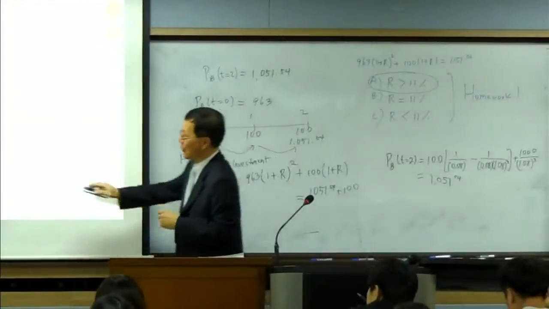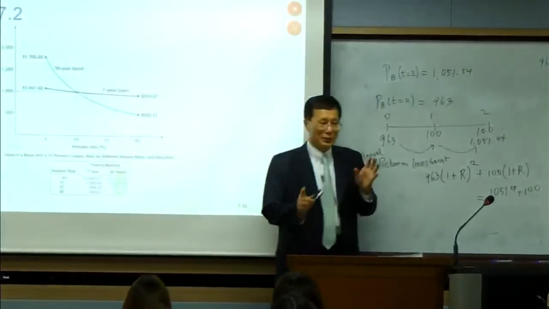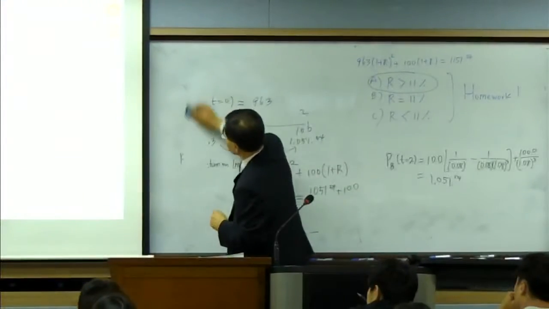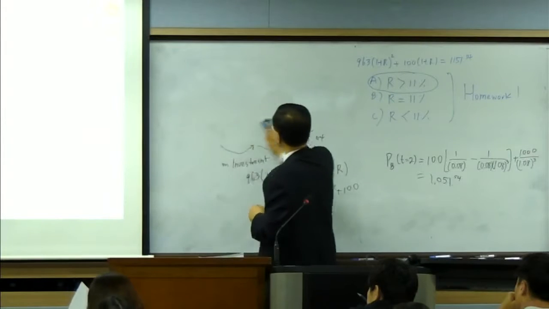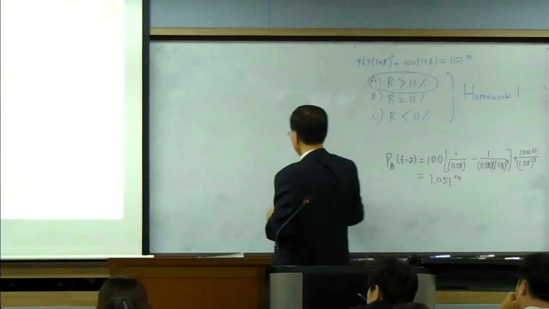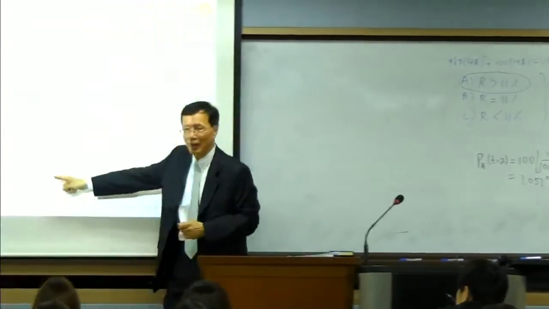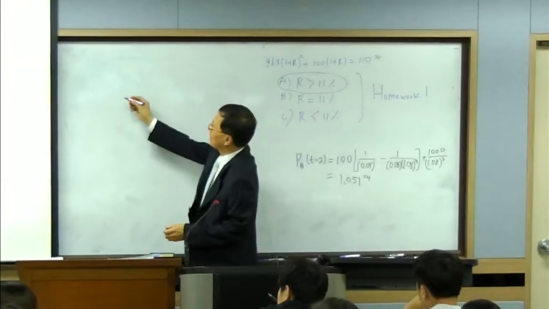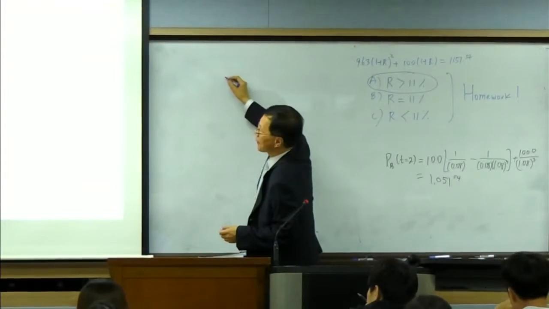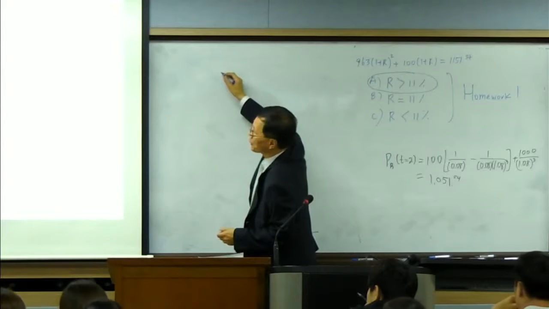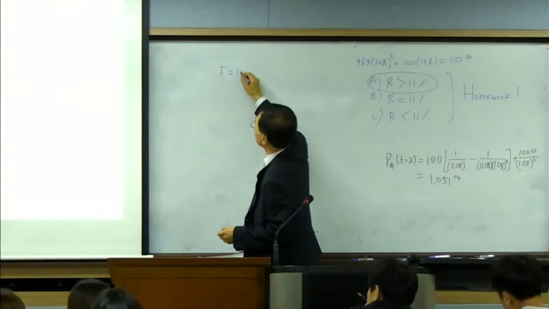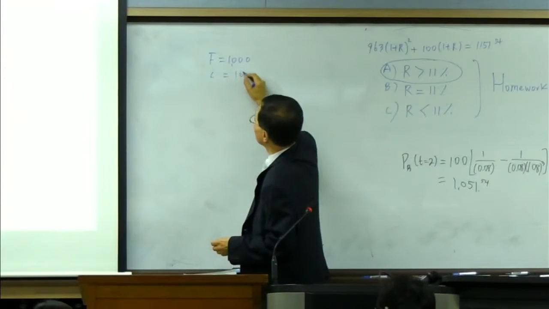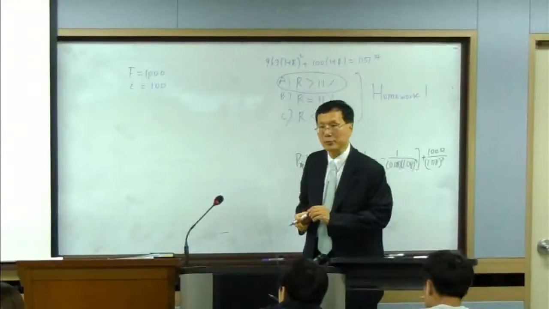I know the answers are all here, but I would like you to spend the next 3 minutes to do the following computation. I want you to verify that the numbers over here are correct. Here is the face value. Face value is 1,000, and coupon payment is 100. So coupon interest rate is 10%.